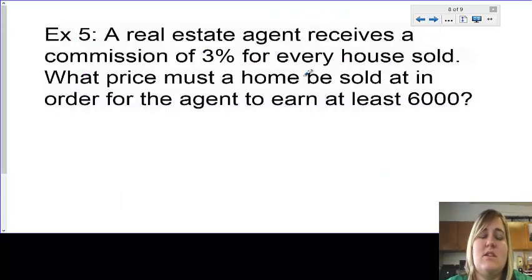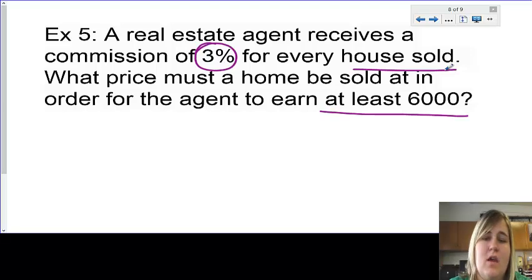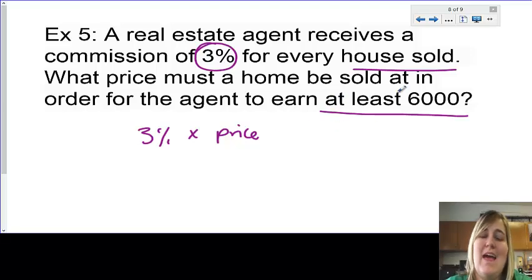A real estate agent receives a commission of 3% for every house sold. What price must a home be sold at in order for the agent to earn at least $6,000? Okay, so they earn 3% for every house sold. Okay, so they want to know the price of the home. They're getting 3% of the price of the home. 3% of, that means I'm going to multiply. So it's going to be 3%, and I'm going to multiply by the price of the home. And I need that to be at least $6,000.